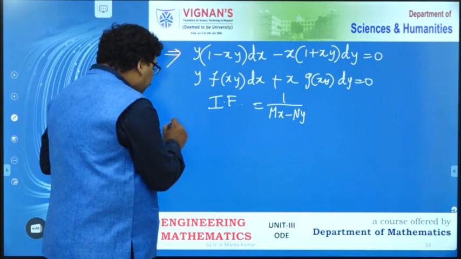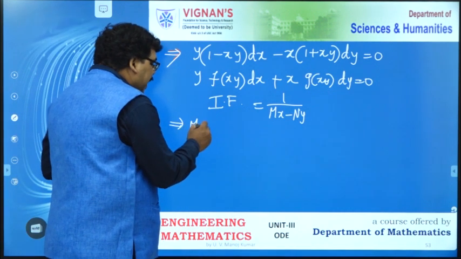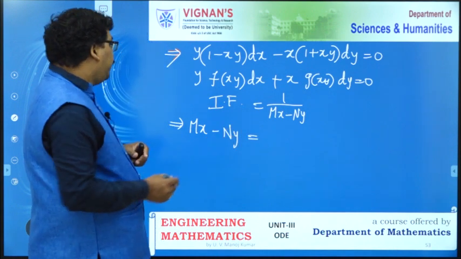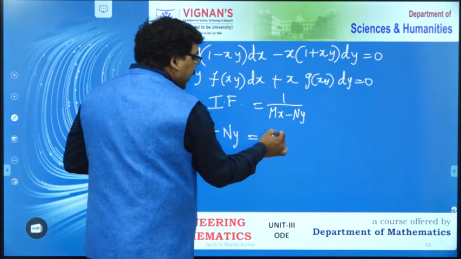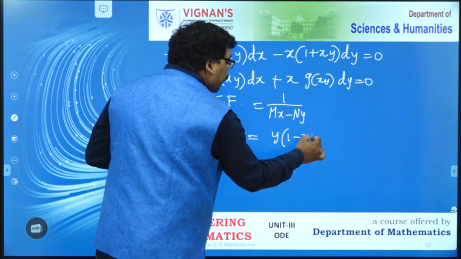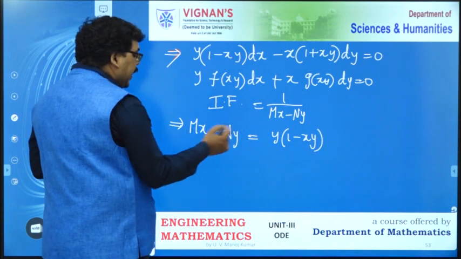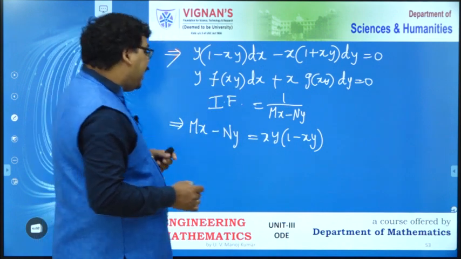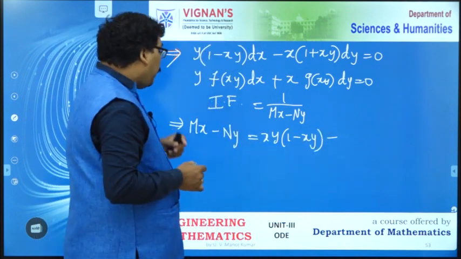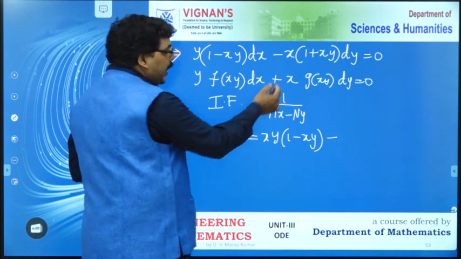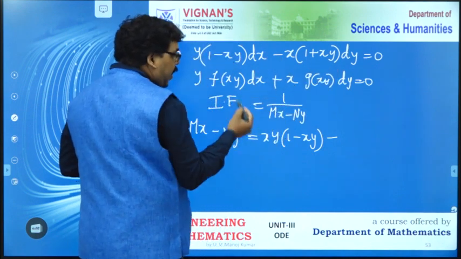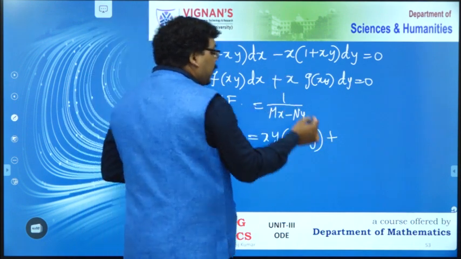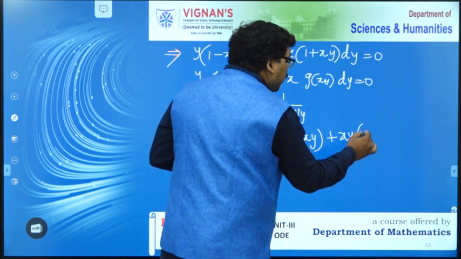So when we do this, Mx minus Ny will be, what is your M? y into (1 minus xy). So I am multiplying M with x. So this is Mx minus Ny. What is your N? Your N is having a minus already. So minus into minus becomes plus, and if I multiply that with y, xy into (1 plus xy).